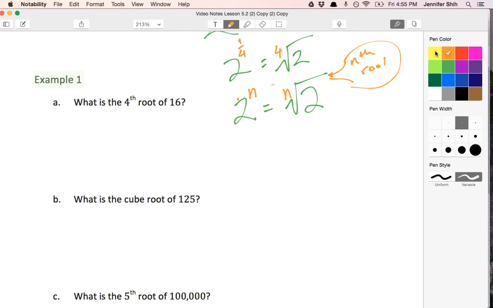Oh my gosh, very important. This is 1 over n. That's the nth root, just like we'll have 1/10 or 1/16 or 1/1,000,000th. It's the nth root of 2.